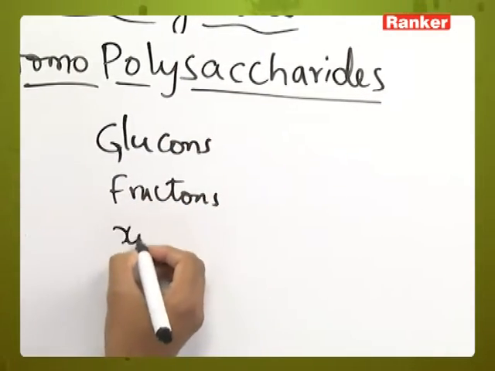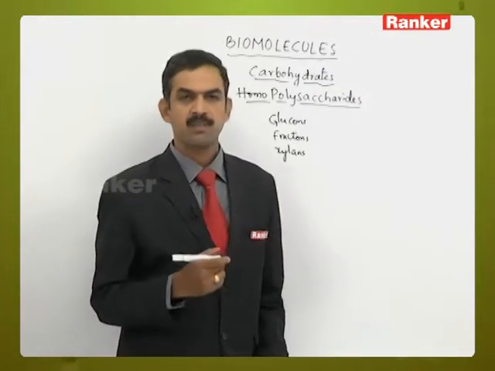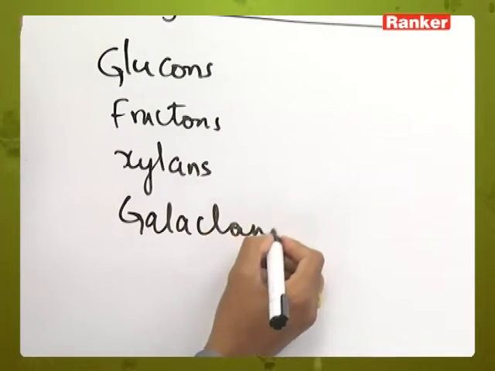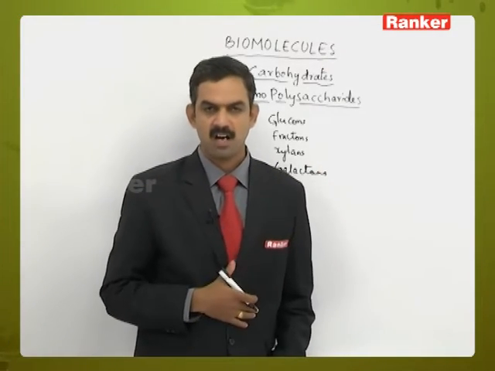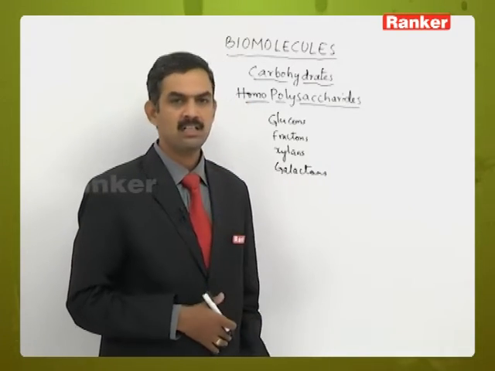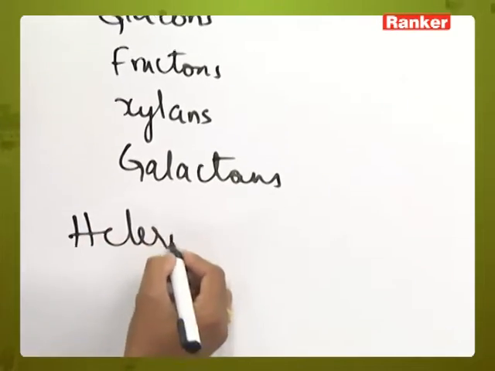The one that has only xylose is called xylans. Likewise, galactans. Based on the type of repeated unit by which they are made up, they are glucans, fructans, xylans and galactan molecules. And heteropolysaccharides.